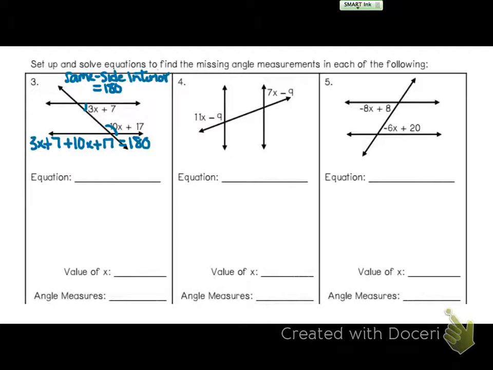Do I have any like terms I need to combine? Yeah, I need to combine 3x and 10x, which gives me 13x. Now I need to combine 7 and 17, and that gives me plus 24. That equals 180. So now, what do I need to move? 24, so I need to subtract 24 from both sides.